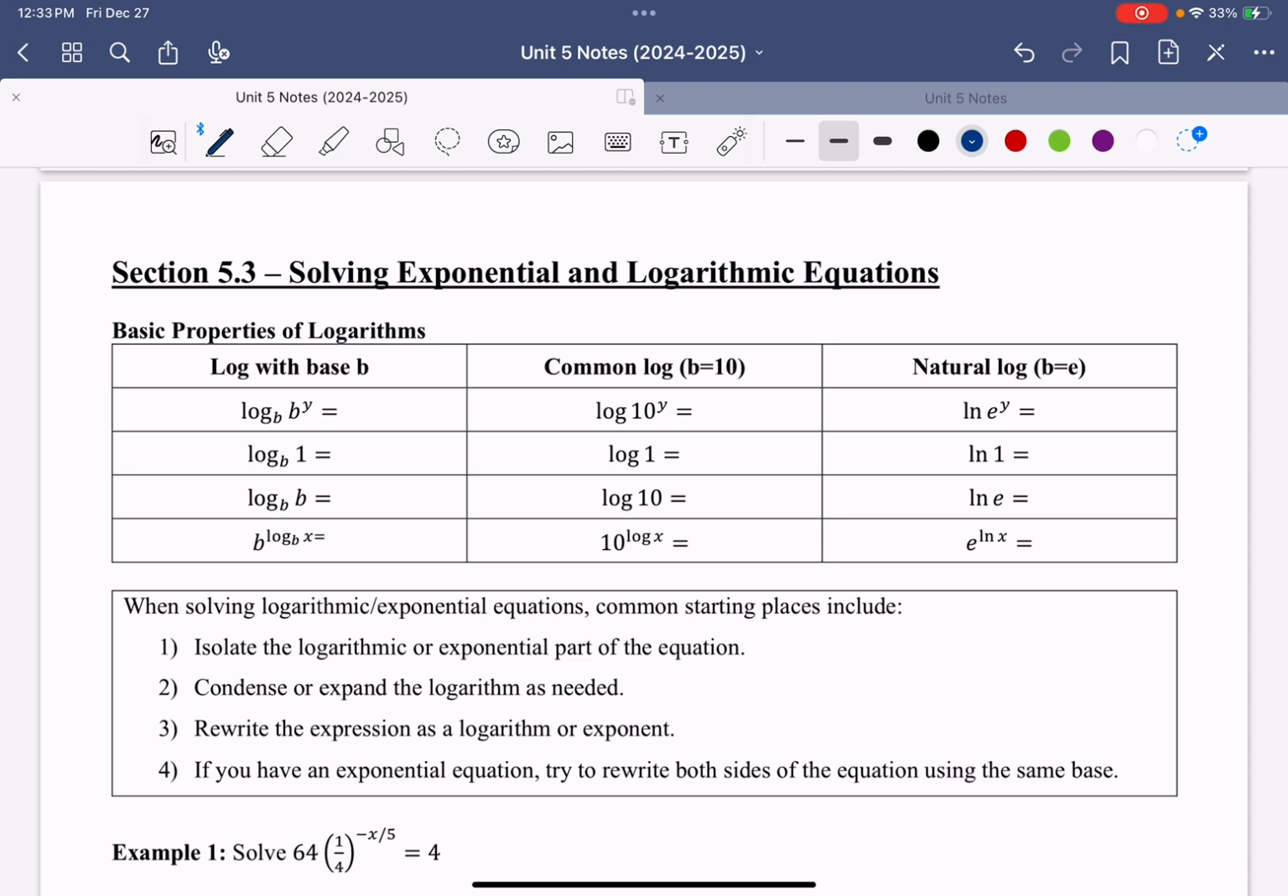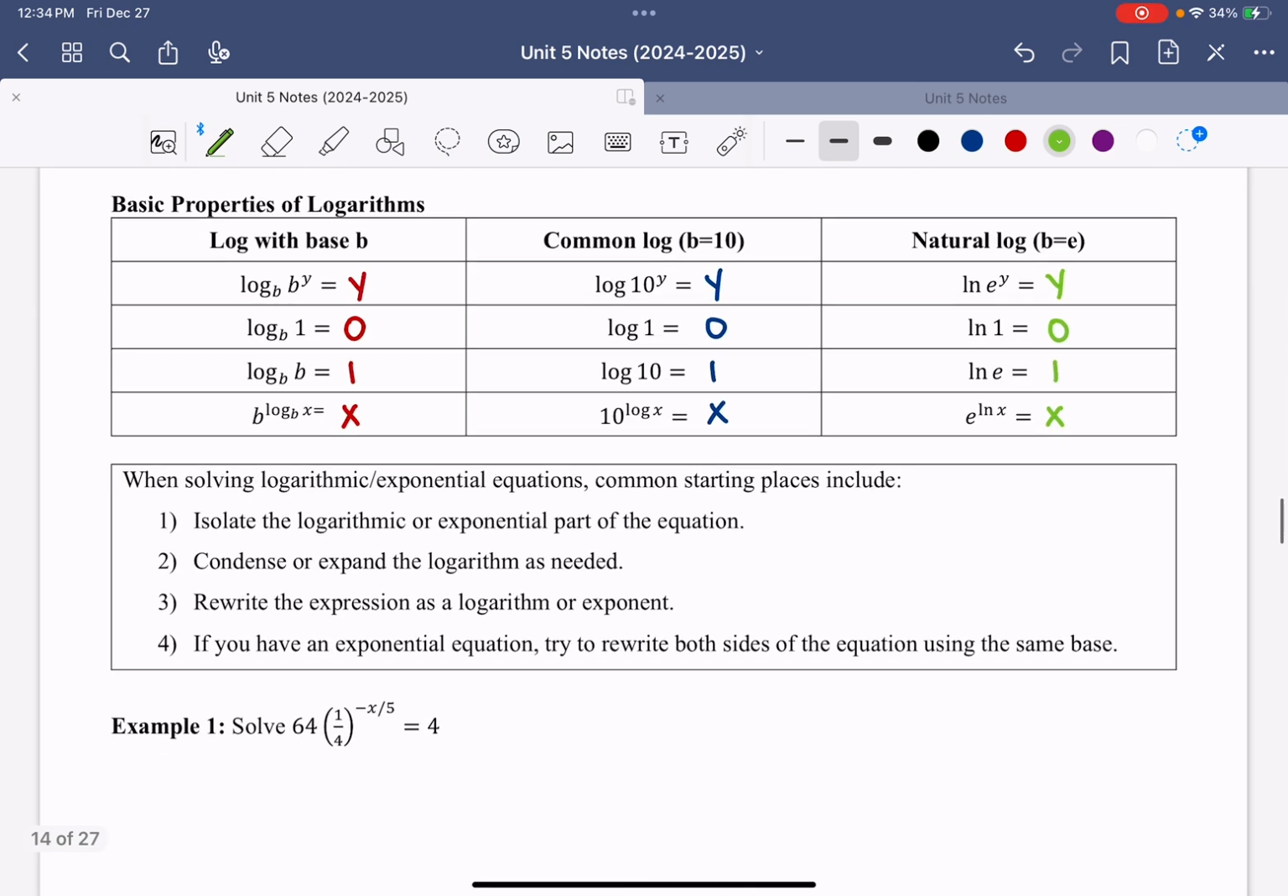First things first, though, since we've talked about some of those properties, I think it's worthwhile to go over some of the basic properties of logarithms, so that when we recognize some different forms, we know how to simplify them, and those should be automatic. So I'm going to have you pause the video. I want you to try to fill out this table of how these different forms of logarithms, whether the log with base b, the common log with base 10, or the natural log with base e, would simplify. So pause the video. When you're ready, unpause and we'll go over it.